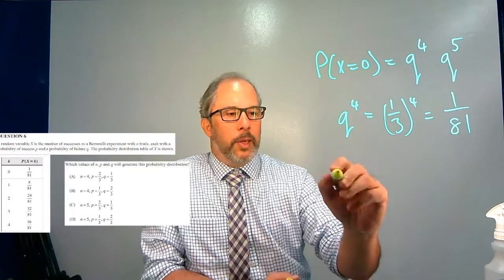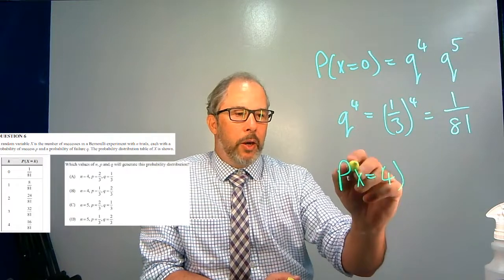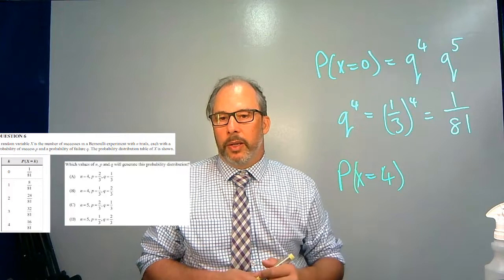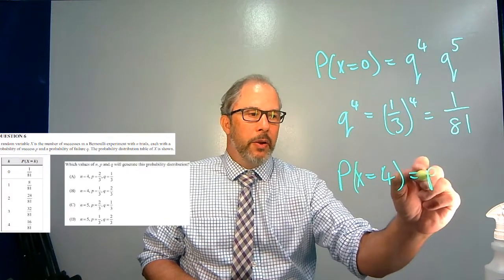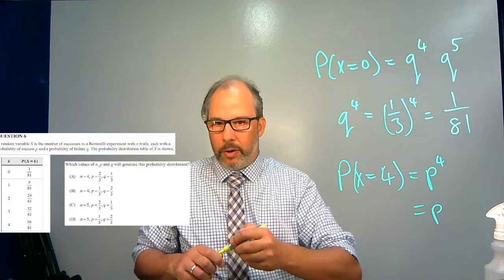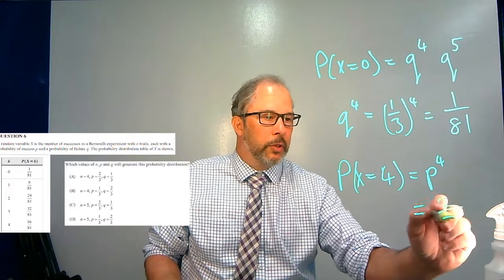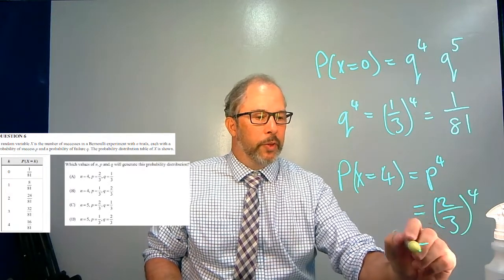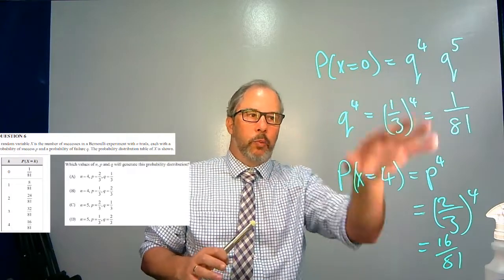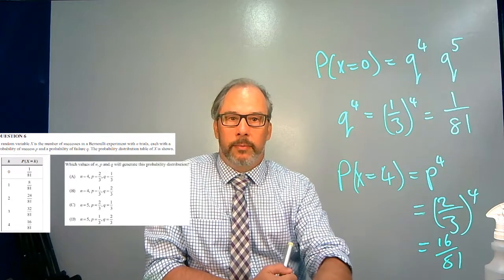I could have done the same thing with P of x equals 4, and then I'd be looking for an answer that would give me 16 over 81, and I would have used the p-value, which they give you, of 2/3, so I would have done 2/3 to the power of 4, which would have given me 16 over 81. So either way, but that's probably the easiest way, just choose one of those. We don't need to go through and test the rest because we've already got our answer.